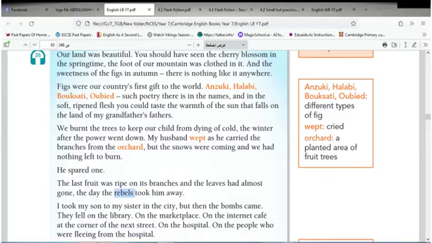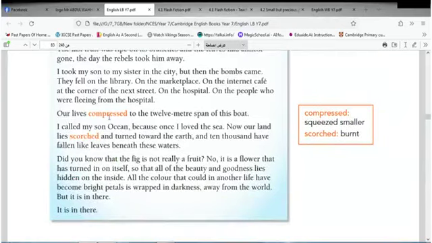I took my son to my sister in the city, but then the bombs came. They fell on the library, on the marketplace, on the internet cafe at the corner of the next street, on the hospital, on the people who were fleeing from the hospital. Our lives compressed to the 12-meter span of this boat. I called my son Ocean, because once I loved the sea. Now our land lies scorched and turned toward the earth, and 10,000 have fallen like leaves beneath these waters.